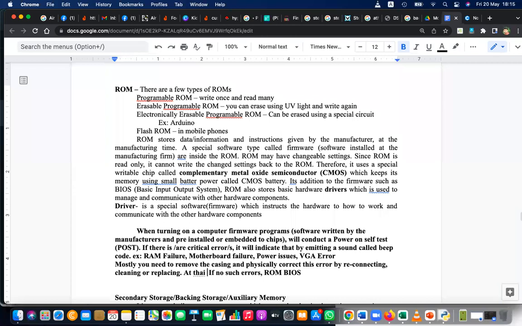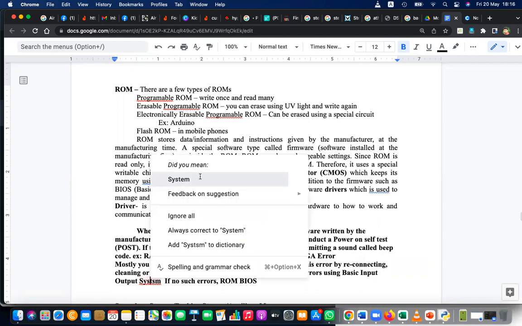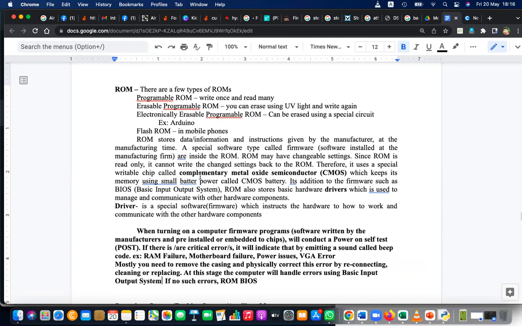At this stage, the computer will handle errors using basic input output system stored in read-only memory.